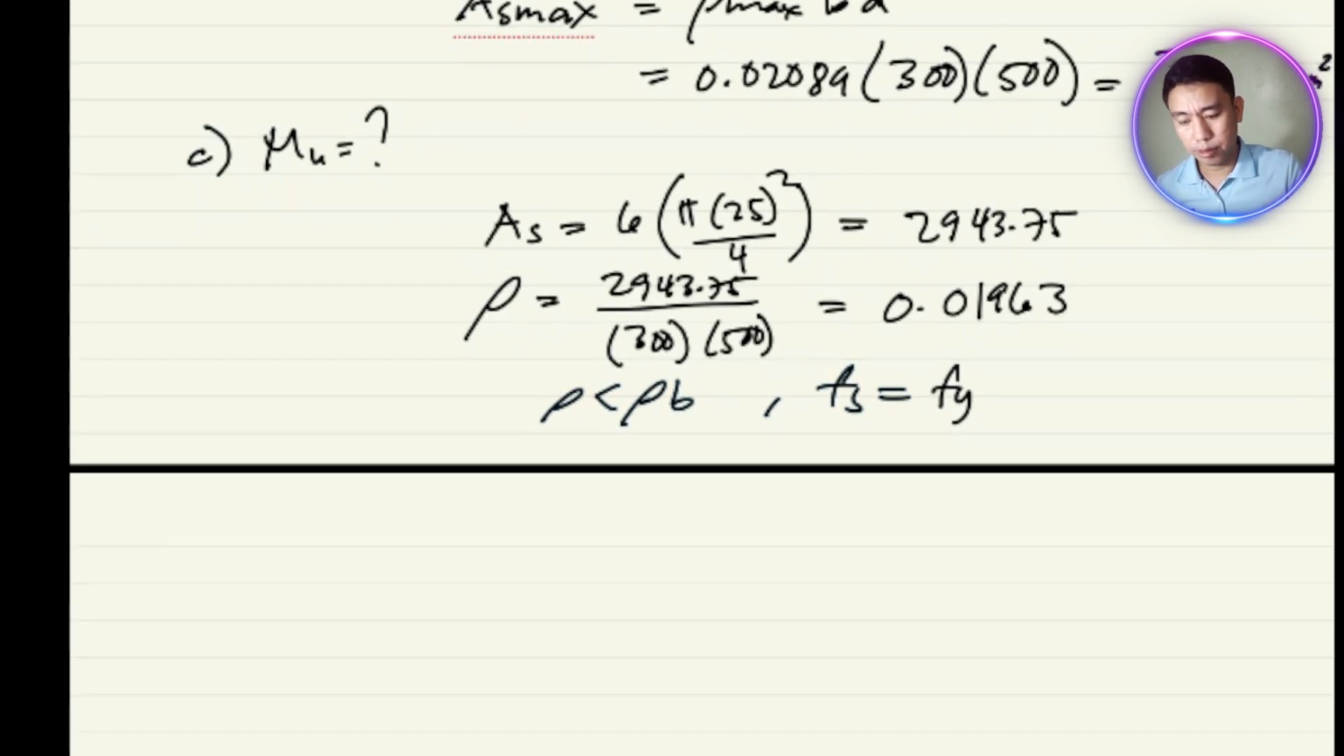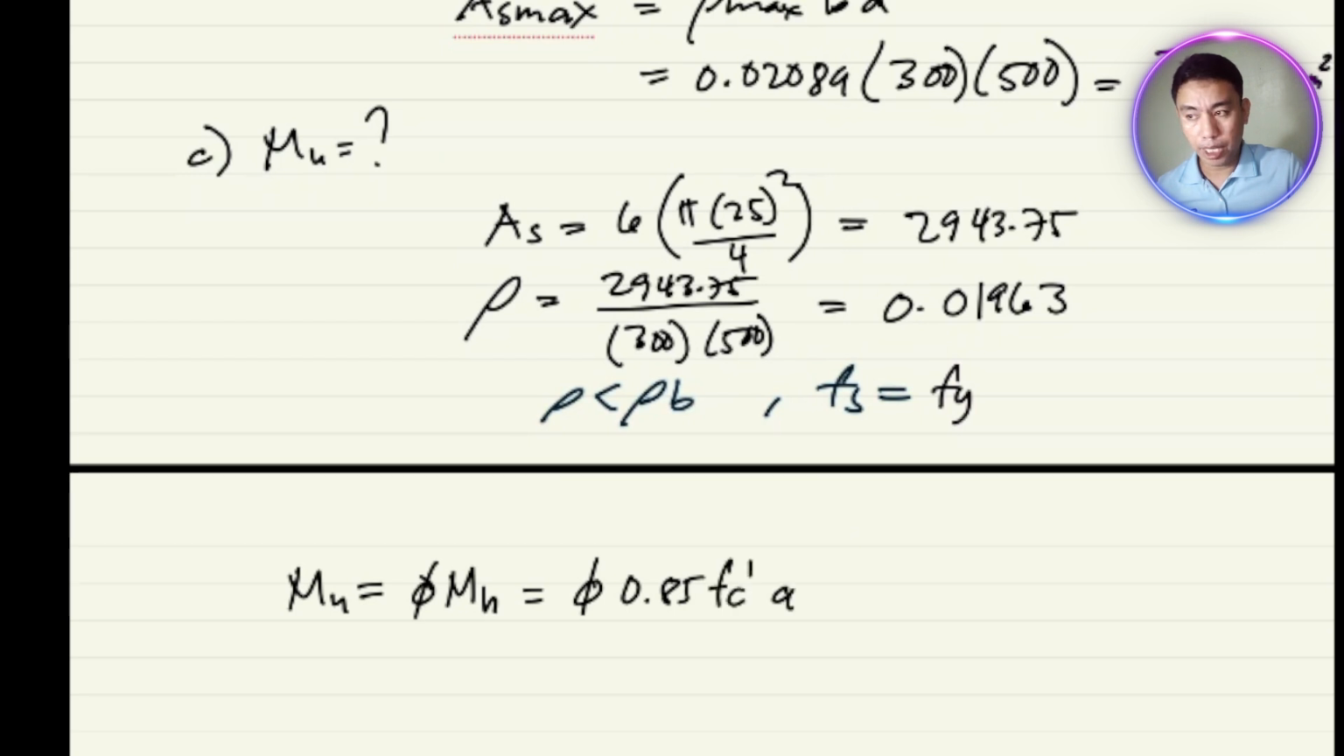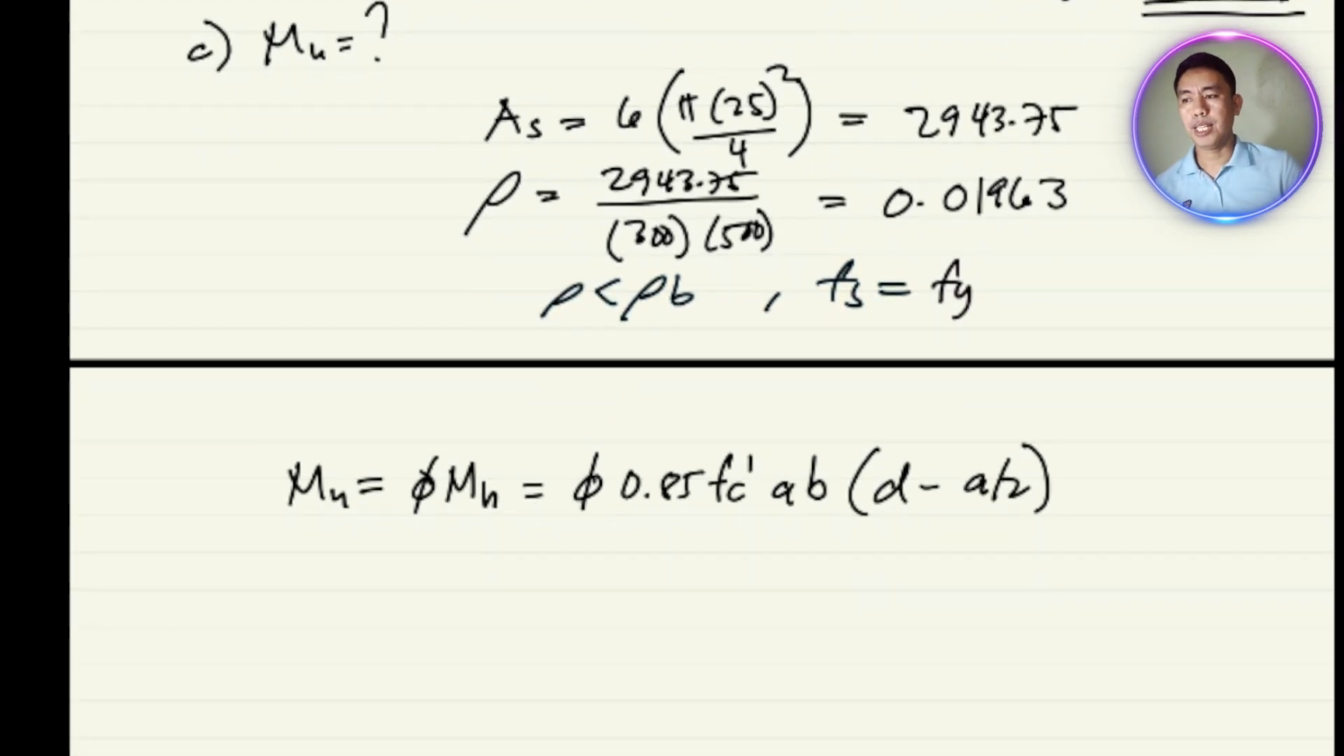So from that, we have the formula to solve for Mu. Ano yung Mu is equal to phi Mn, where phi Mn is equal to phi times 0.85 of fc prime a b times d minus a over 2. Okay, yan ang pinaka-basic na formula.